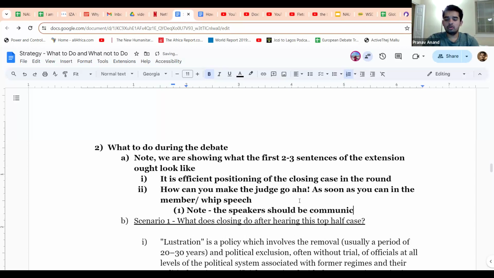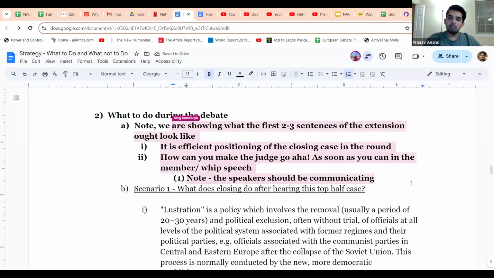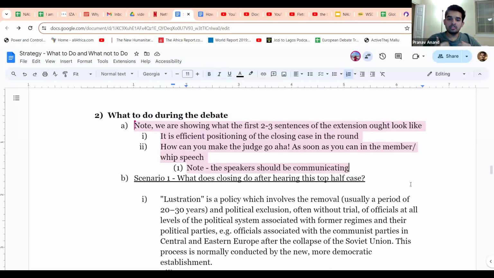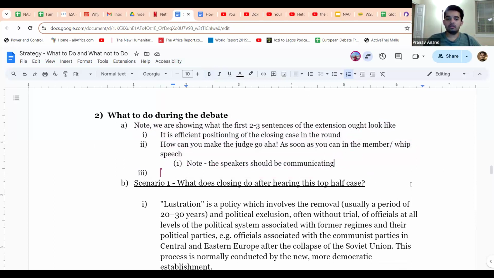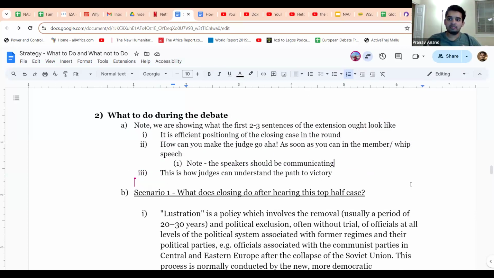The thing to note is, for people who judge, you probably know this. More often than not, for better or for worse, if a specific judge is listening to a member, it's really helpful to make the judge go, okay, I understand what this extension is trying to do, as soon as possible. They need to understand the path to victory. If they don't, judges can run the risk of under-listening or not paying as much attention to the rest of the extension as you would like them to.